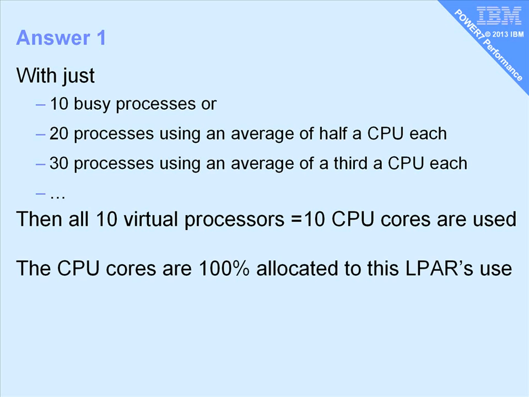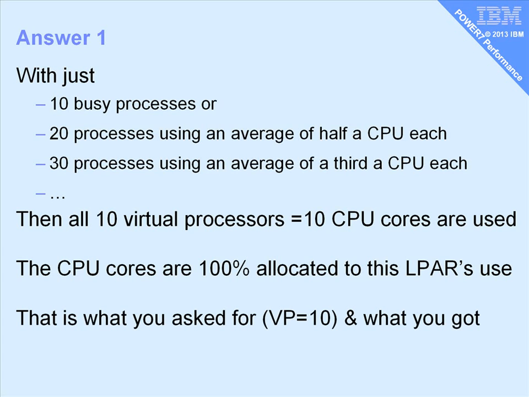Those 10 CPU cores will be 100% allocated to this logical partition. Well, 8 of them are guaranteed because you've set the entitlement at that. The other 2 will depend on whether there are spare CPU cycles available in the pool. So you've asked for 10 virtual processors and you'll probably get 10 virtual CPUs. This is what you've asked for, even though you don't need to run the extra SMT threads.